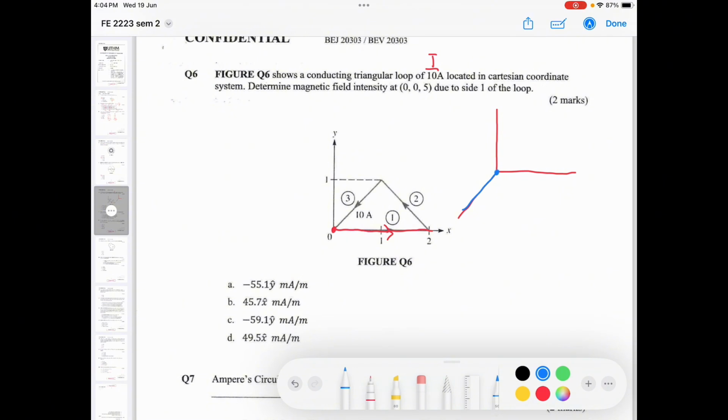So the length is 2, with a current, and you are required to find the magnetic field at 0, 0, 5. So this is what you need to find out. For this question, you need to apply the formula H equals I over 4 pi r, then cos alpha 2 minus cos alpha 1. So this is the formula that you have to apply.